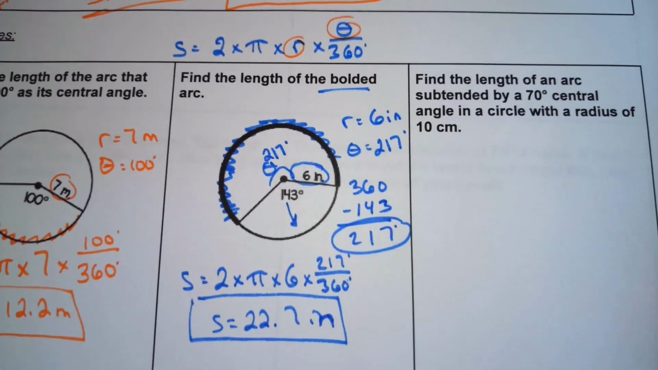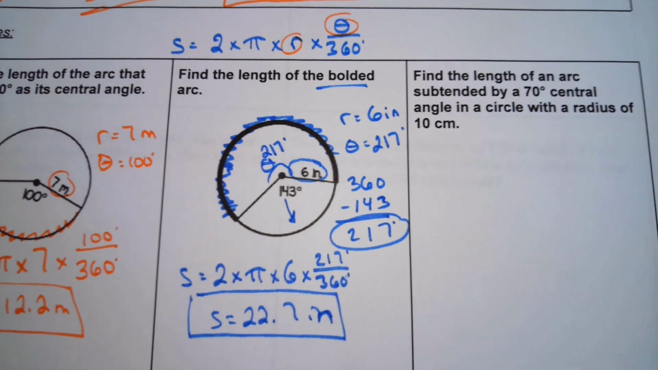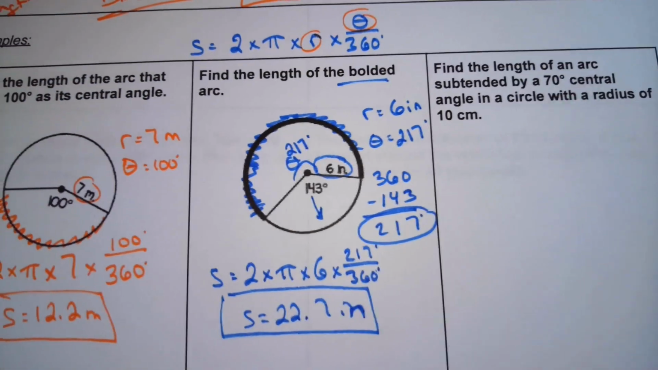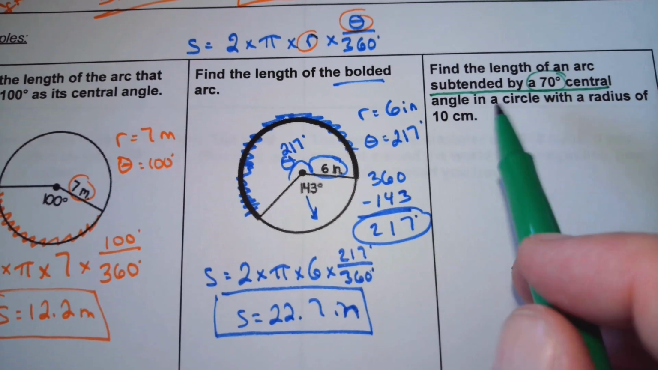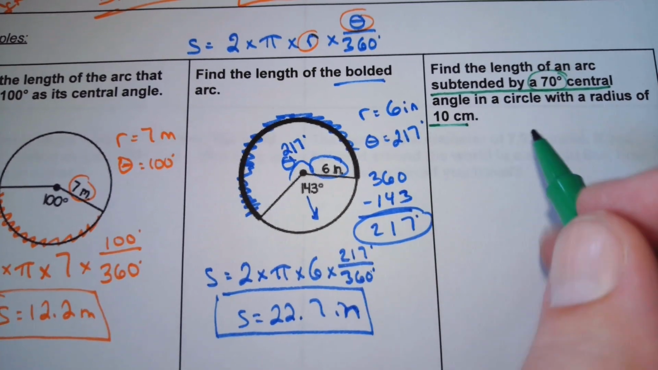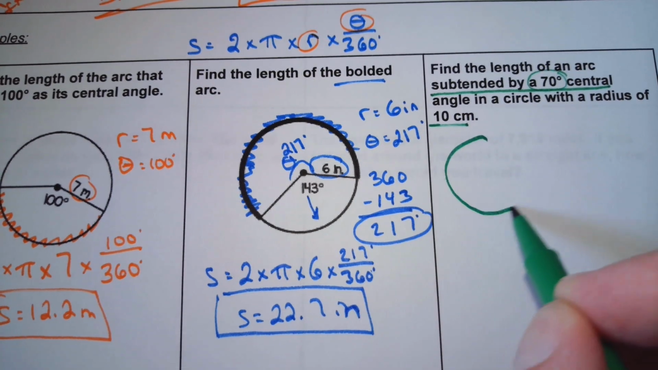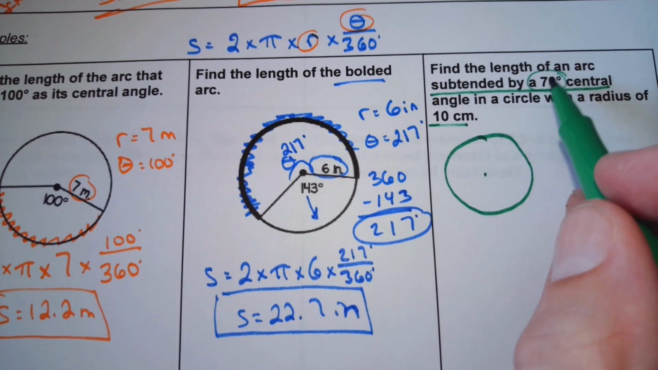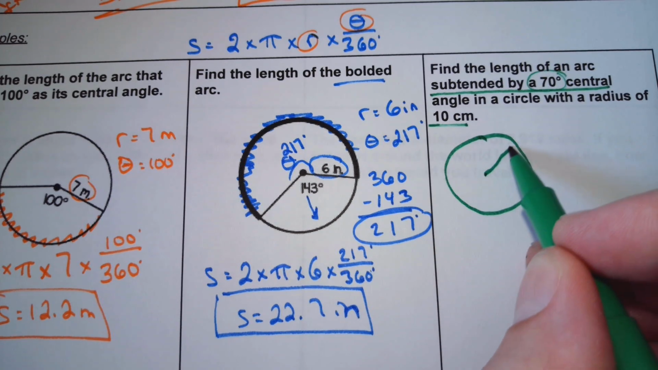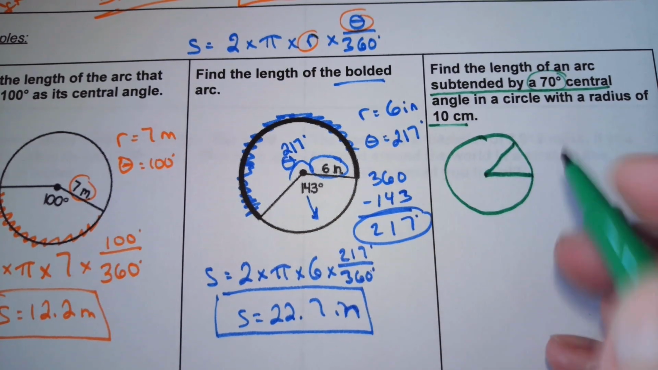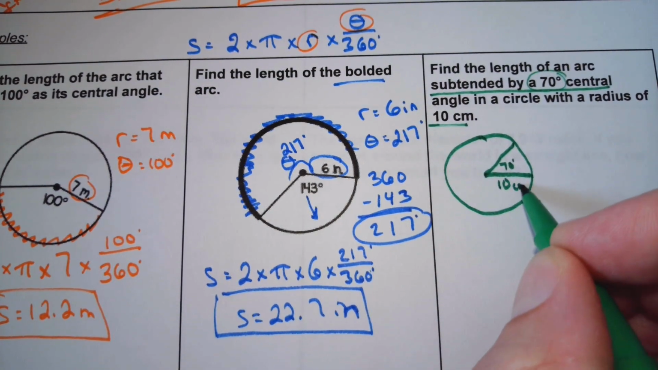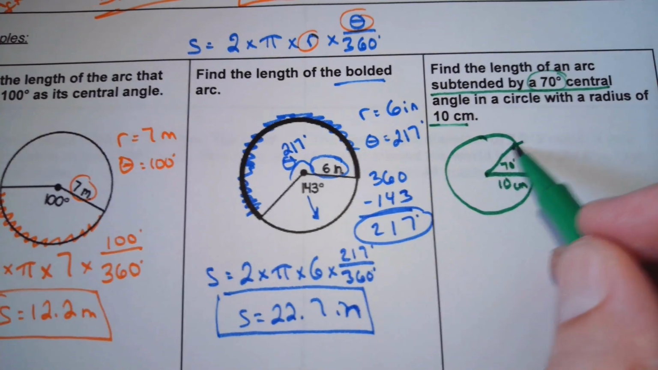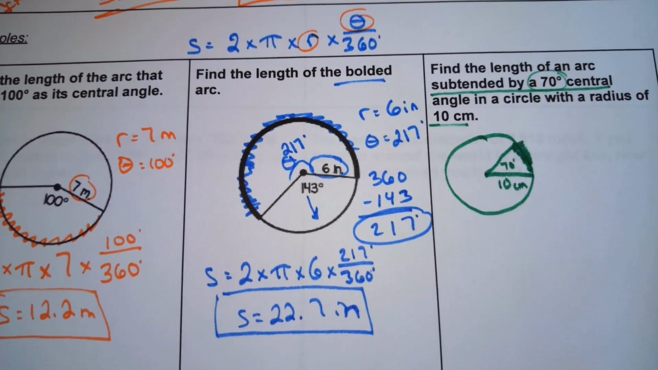All right, and one more to go. So we have: find the length of an arc subtended by a 70-degree central angle in a circle with a radius of 10 centimeters. So if we want to see it, just draw any circle. 70 degrees, that's less than 90. So not going to be very big. So this will be 70 degrees, and then the radius will be 10 centimeters. And we want to know this arc there.